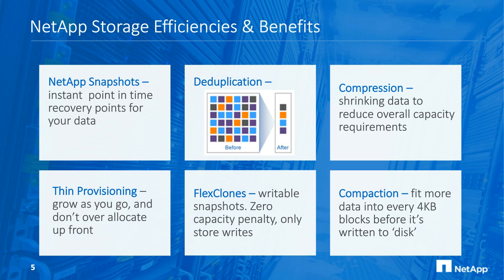Compression, everyone should know what compression is. Basically compressing the data to reduce the overall capacity requirements based upon the internal algorithms. And compaction is something new that we're offering with ONTAP. It's very similar to compression, but instead we're trying to be more efficient before we write anything to disk. So for the file sizes, instead of having a 4K block for each file, we'll identify how big the files are and put as much as we can into a 4K block before committing it to disk.